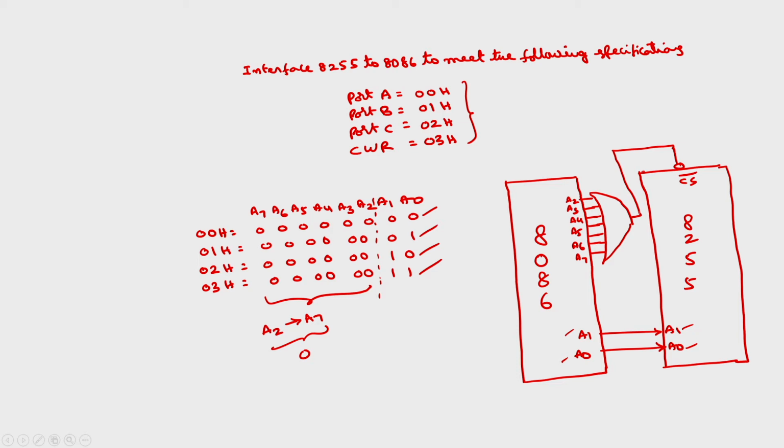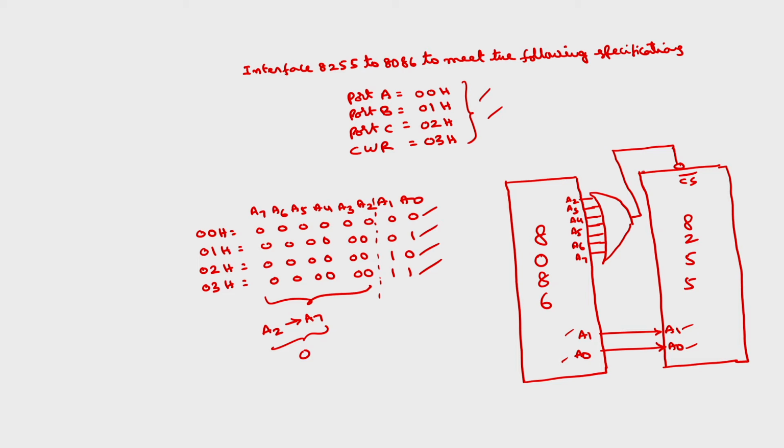So for OR gate, if all the inputs are 0, output is 0. If any one of the inputs is 1, output is 1. Okay. So this is how you can connect 8255 in a given location, or for given connections we can find out what are the addresses of port A, port B, port C and control register. Okay. So this is how we can connect 8086 and 8255.